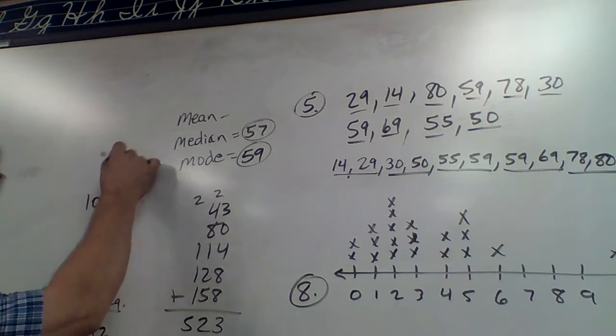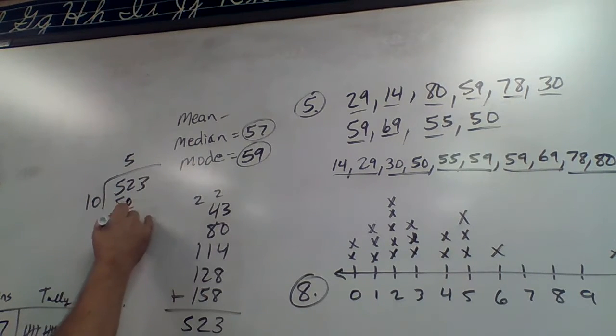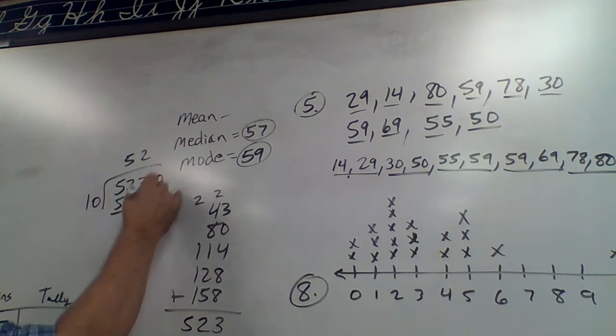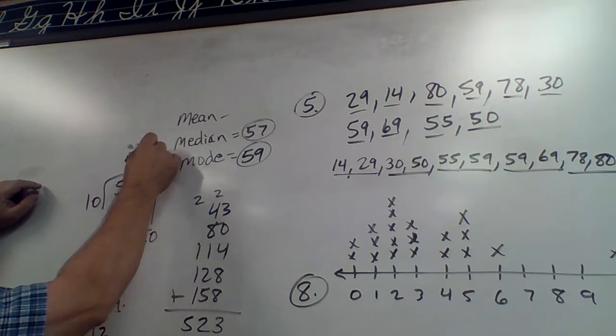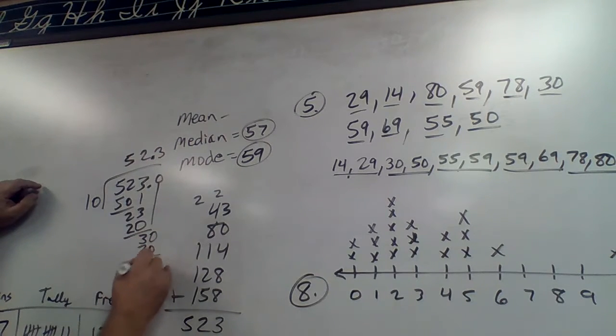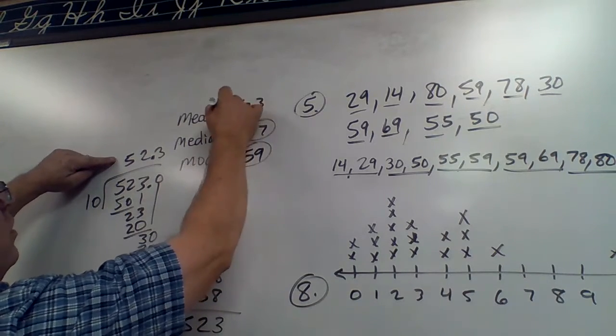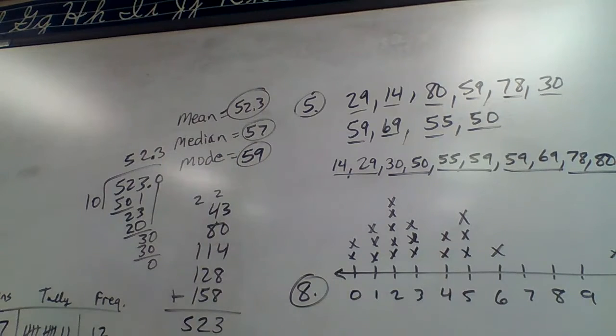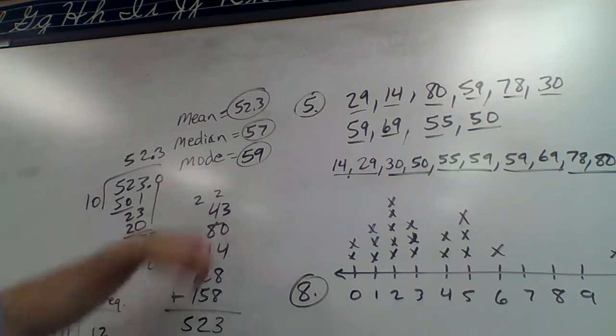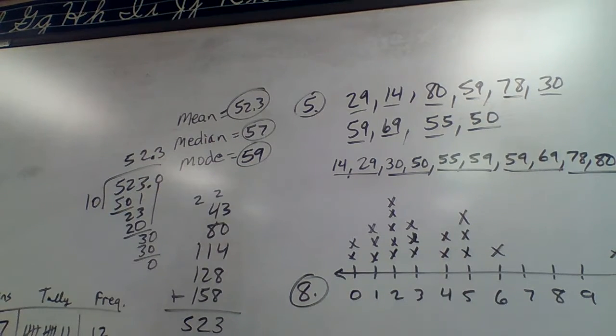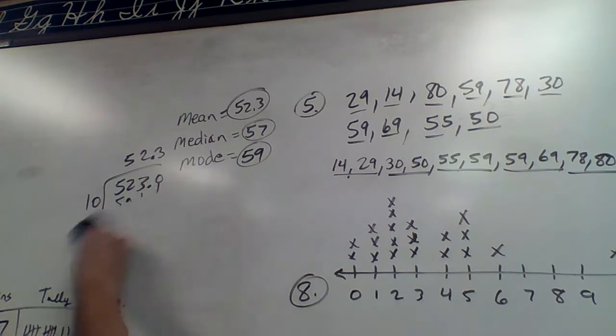And what do I get? Well, it goes into 52 5 times. It goes into 23 2 times. And it goes into 30 3 times. Remember how to do that? So I got a mean of 52.3 in this particular case, with a median of 57 and a mode of 59. Starting to feel comfortable with this? Hope you are. Let's move on to the next problem.